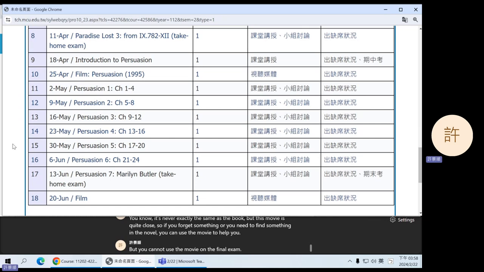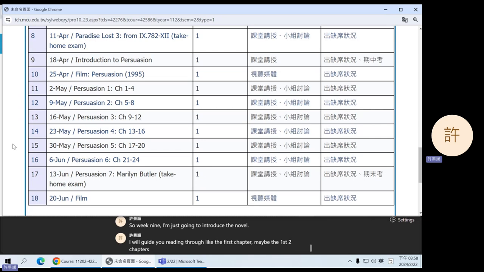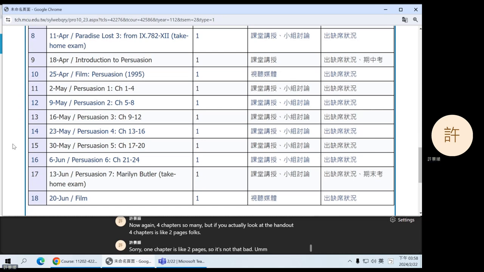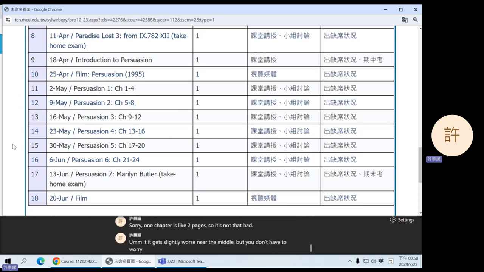So week 9, I'm just going to introduce the novel. I will guide you reading through the first chapter, maybe the first 2 chapters. Week 10, we watch the movie. And then after that, every week you will read 4 chapters. Now, 4 chapters, so many. But if you actually look at the handout, 1 chapter is like 2 pages. So it's not that bad. It gets slightly worse near the middle, but you don't have to worry about that for now.